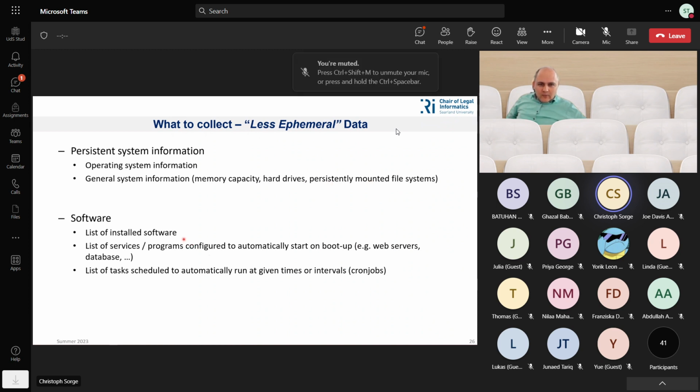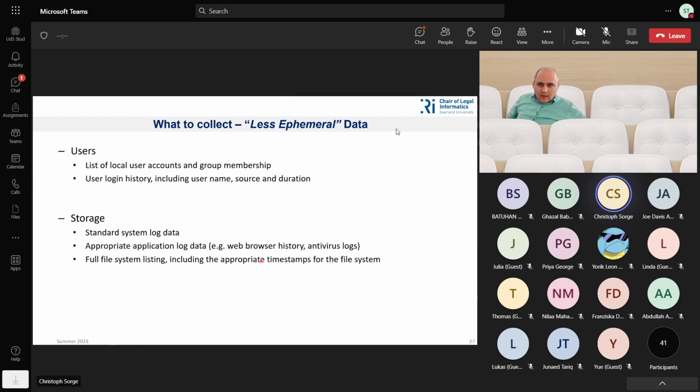Also the installed software, including software that automatically starts at boot, for example, a web server, database server, malware, whatever. And cron jobs, or more generically, any tasks that are scheduled to run at certain times or time intervals.